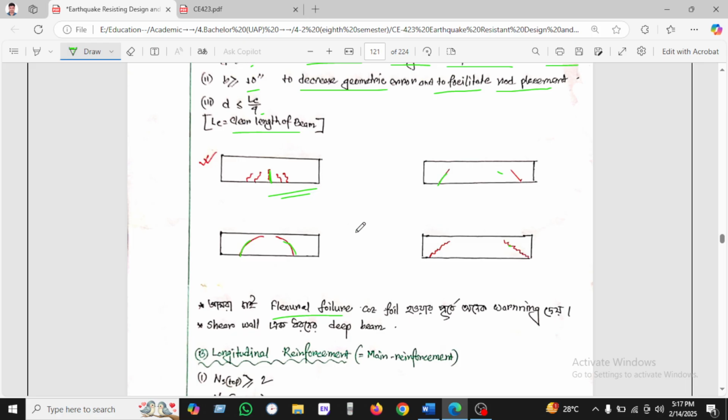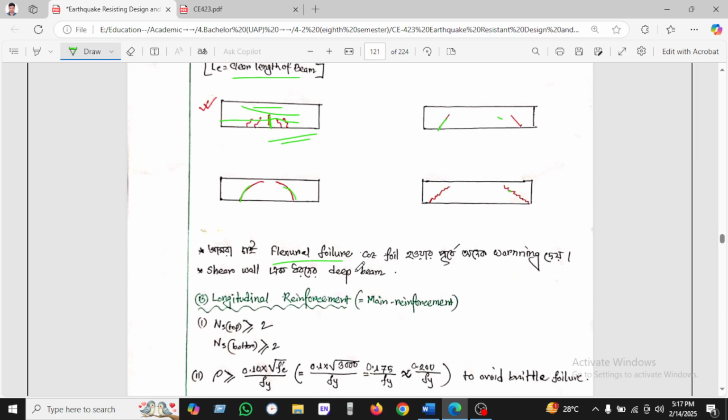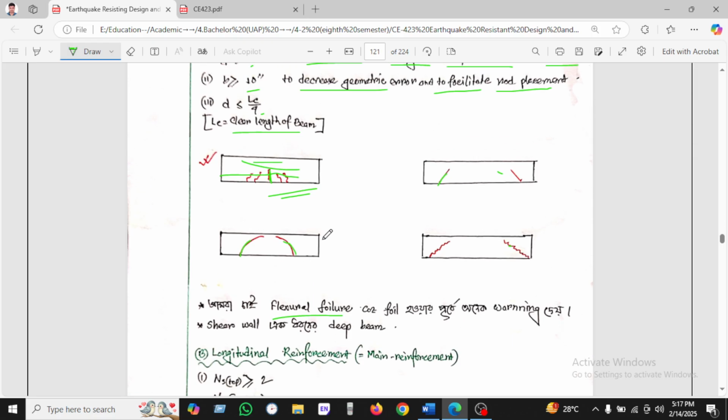That's why we will use more longitudinal bars, at least two. We'll see how many. In this beam we want the beam to fail flexurally, because it will give a warning before the failure.